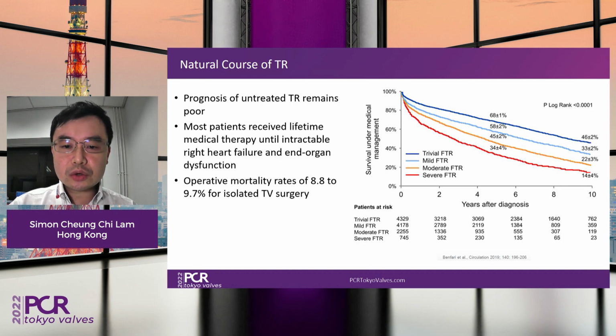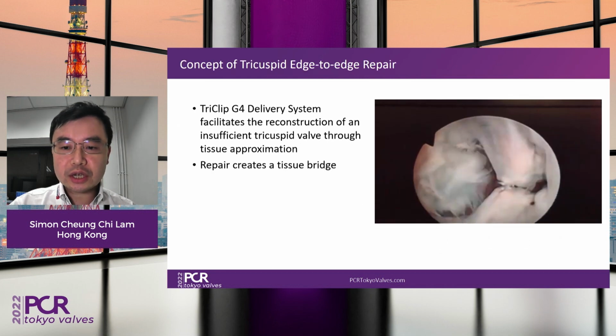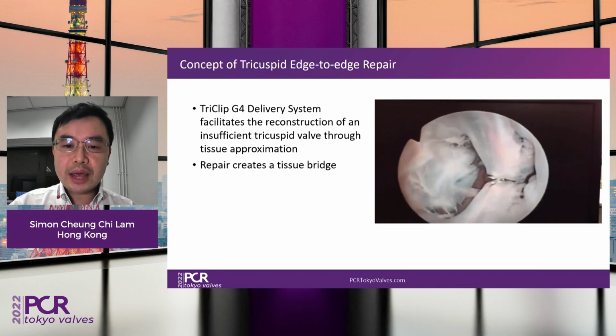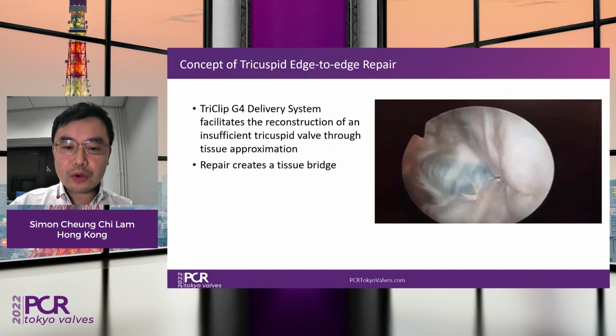We know the lateral cause of TR that we have to treat, but the operative mortality of isolated TV surgery is high, so we have important scores and criteria to guide us for intervention. The last slide is about how we're going to treat the patient with TriClip. We establish a tissue bridge to help with the coaptation, in a similar way to reconstruct the tricuspid valve and improve the insufficiency. Next, we pass the time to Dr. Izumo to tell us about patient selection for the procedure.